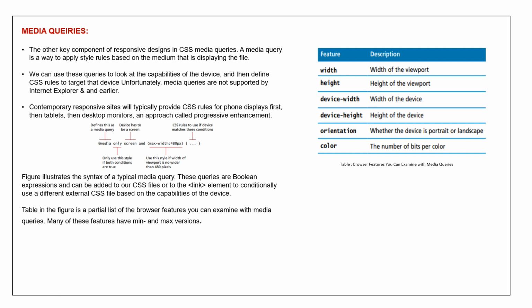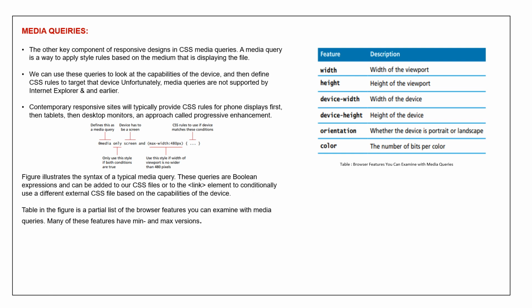The table in the figure is a partial list of the browser features you can examine with media queries. Many of these features have minimum and maximum versions. Here are some features and their descriptions.